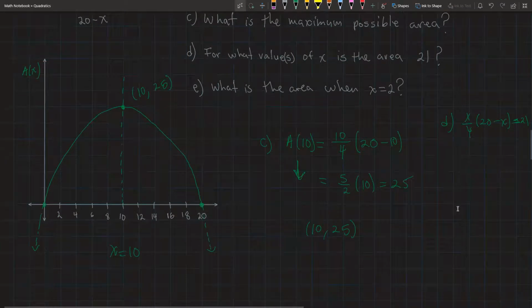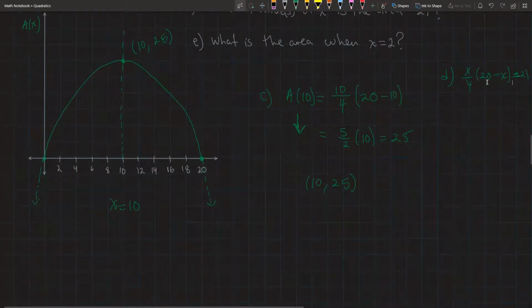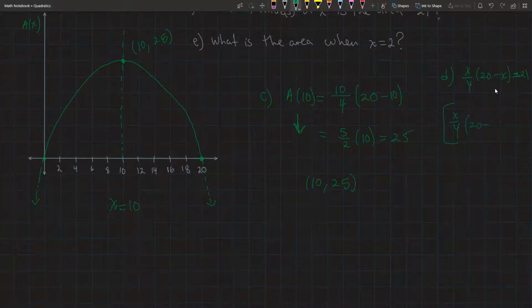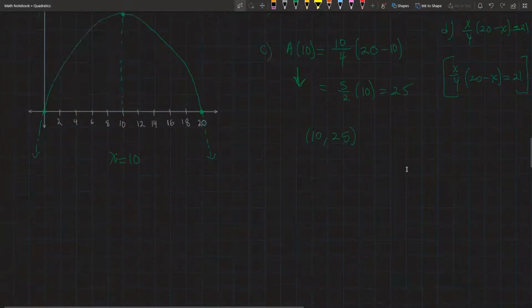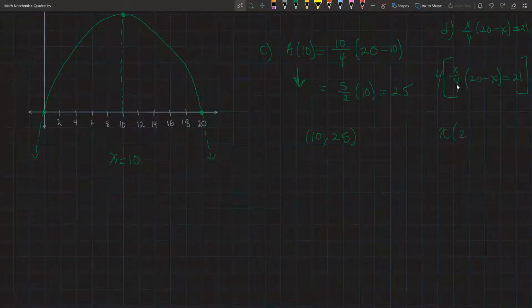But here, I'm not going to go to the trouble of distributing, because I don't want to distribute and get 2 fractions. Let's just undo the dividing by 4. x/4 means we're dividing by 4. How do we undo that on both sides? Let's multiply both sides of the equation by 4. So here's how I'm going to write it: x/4 times 20 minus x equals 21. Multiplying both sides times 4, we get x times 20 minus x. 4 divided by 4 is 1, so we just get 1x. And on the right side, 21 times 4 is 84.